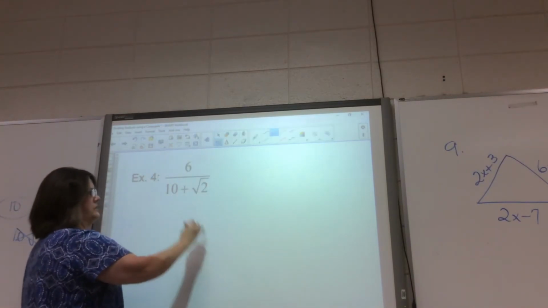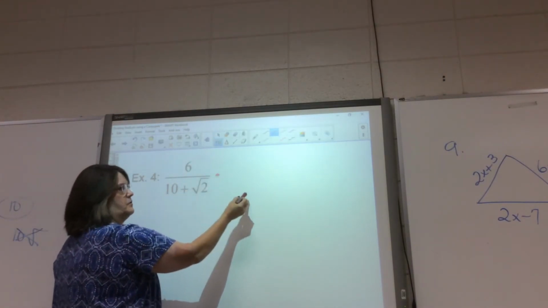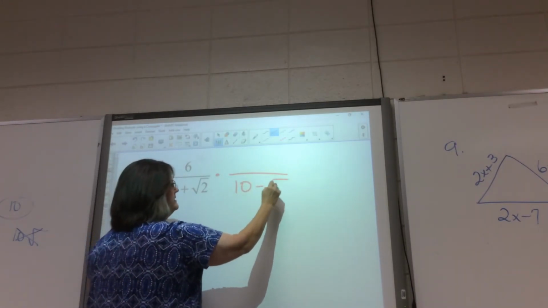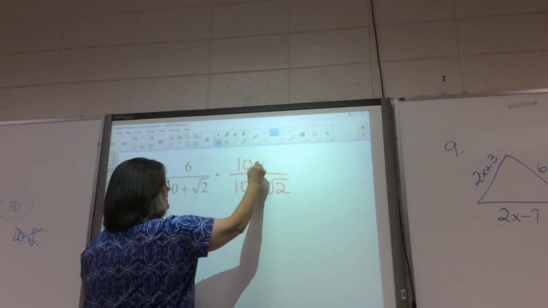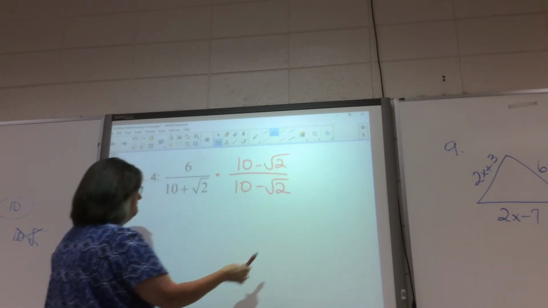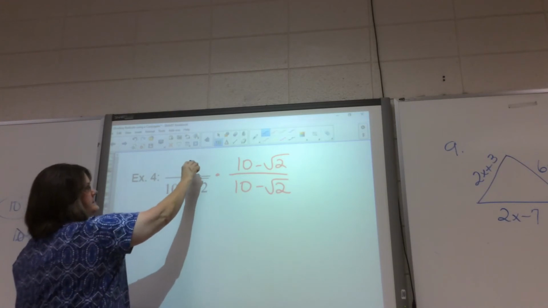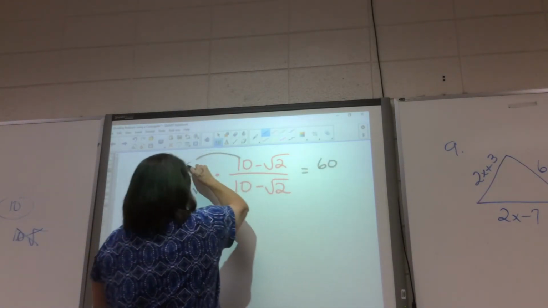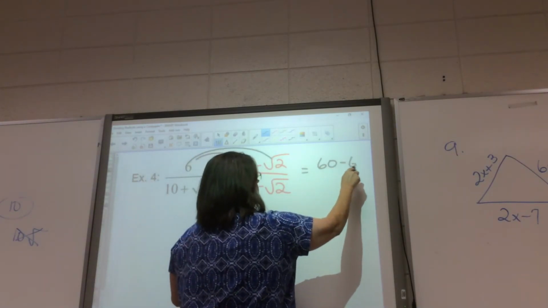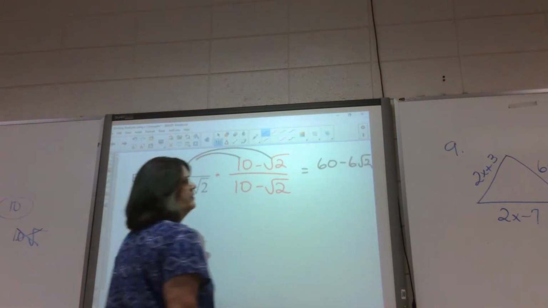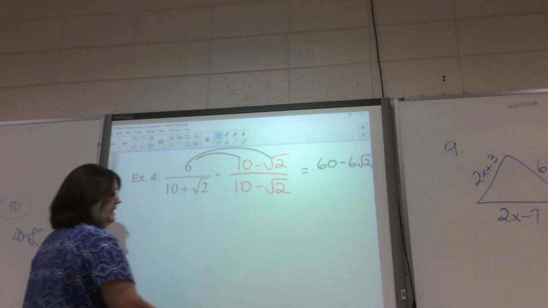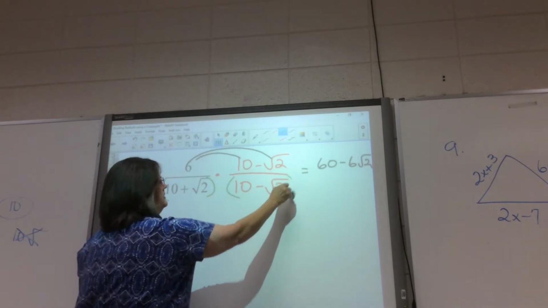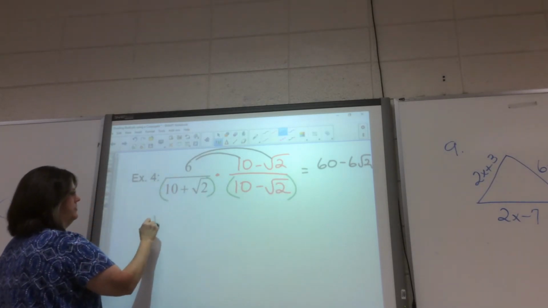Let's try it with numbers. So I have 10 plus the square root of 2. The conjugate is 10 minus the square root of 2. Right? So that's going to give me 6 times 10, which is 60, minus 6 times the square root of 2 in my numerator. Now I'm going to take my denominator and multiply those. 10 times 10 is 100.